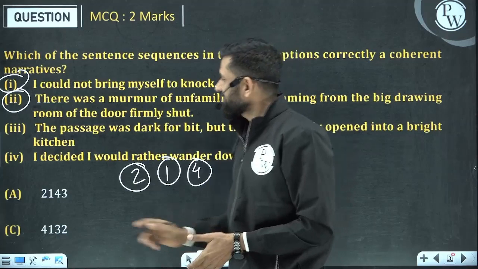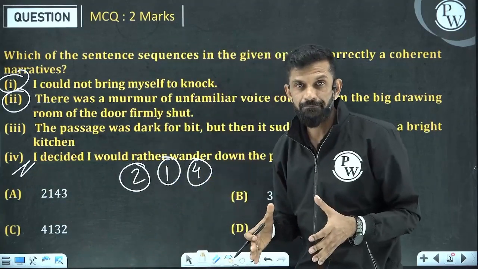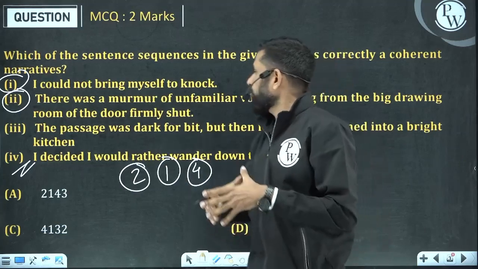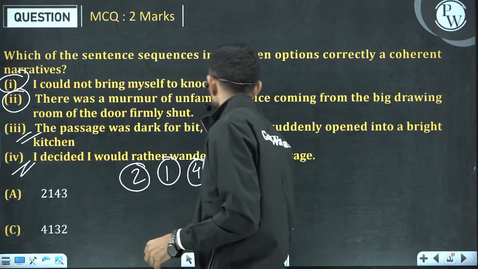And once this is done, what happened? The passage was dark for a bit, but then it suddenly opened to a bright kitchen. So the last one will be this one, 3.